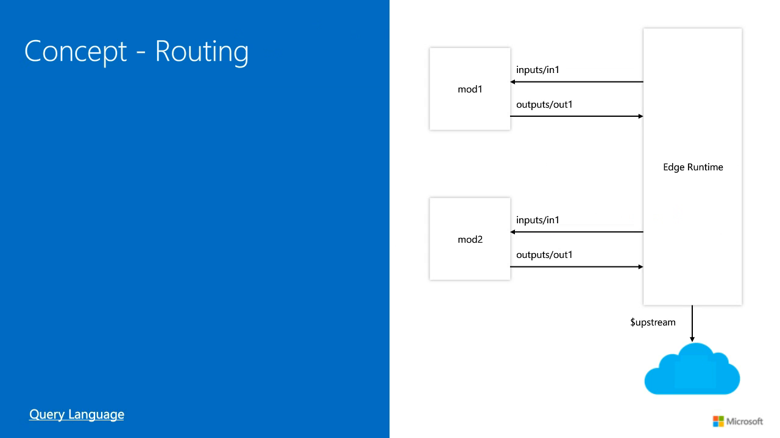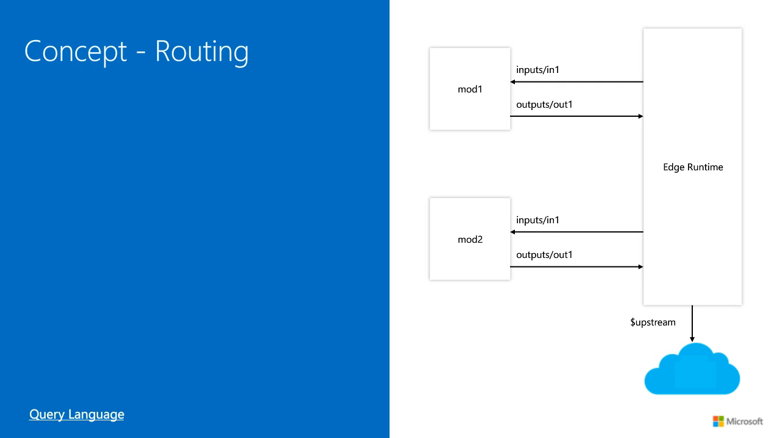So the concept of routing I started talking about is that notion of allowing the modules to talk to each other. The typical scenario is to have a module that produces data in your infrastructure. Let's say we have, for example, a Bluetooth Low Energy module that can receive data from that BLE sensor. It will inject the data into the edge runtime through one of its outputs.